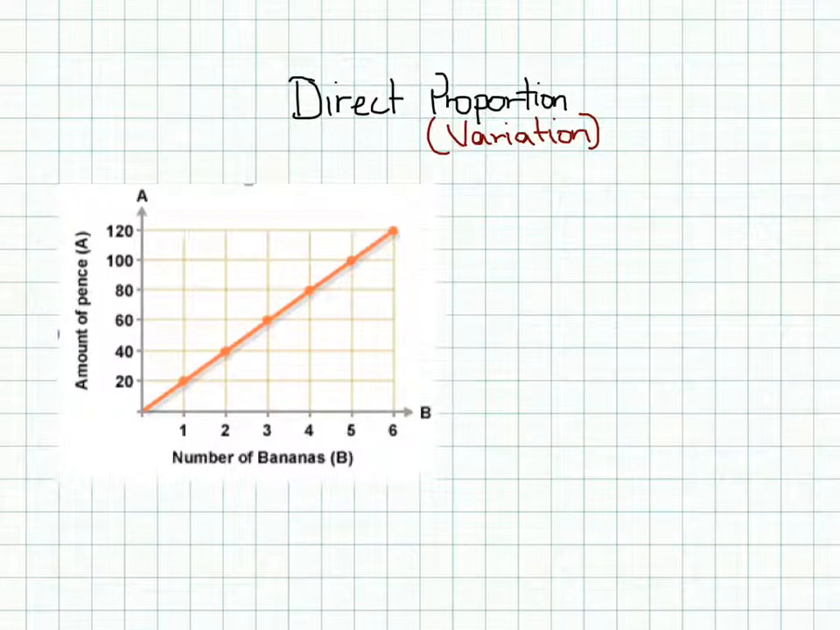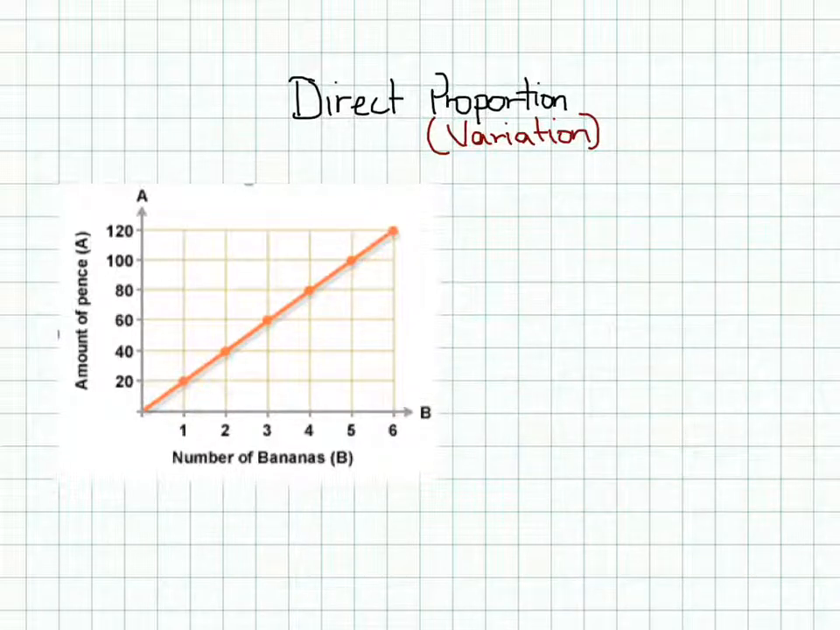Okay, direct proportion. Now, some people say direct variation rather than proportion. I don't really know what the story is behind it, but they're one and the same. So proportion, variation, whatever name you want to call it, this is basically how it is. Now, direct proportion. If two things are directly proportional to each other, or they vary directly as one another, then if you plot them, you will always get a straight line.